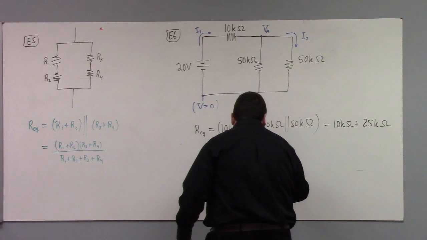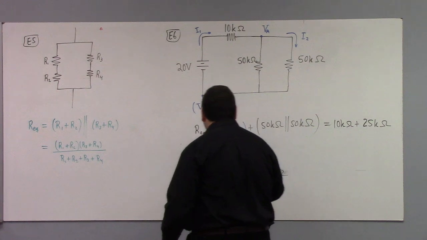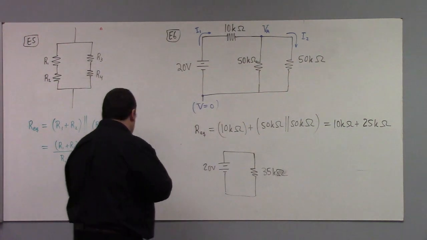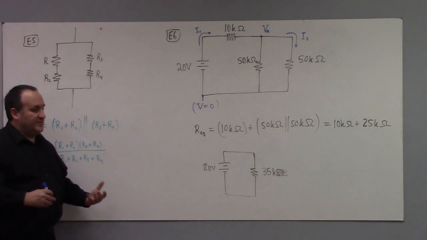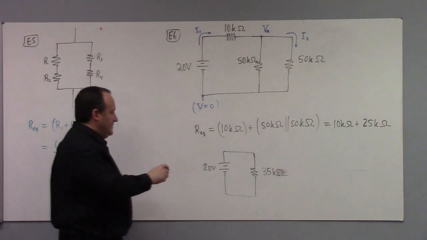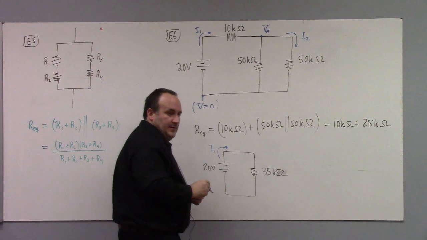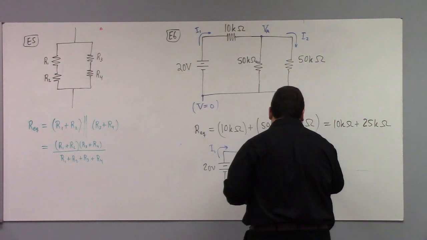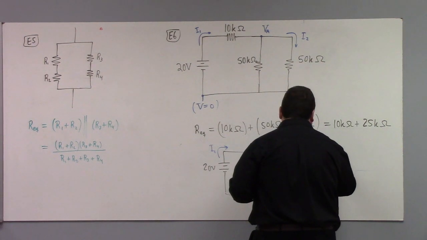So 35 kilo ohms. Good work. All right, so the thing is, the same current will flow through this 35 equivalent resistor as would flow through I1, right? This will immediately tell us what I1 is. So by Ohm's law, I1 is equal to 20 volts divided by 35 kilo ohms.